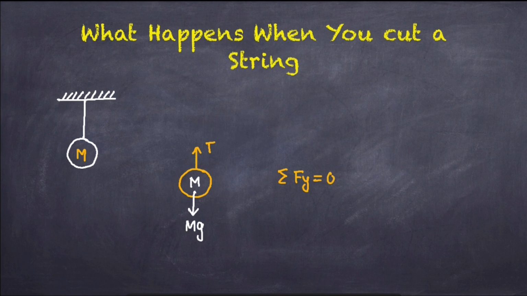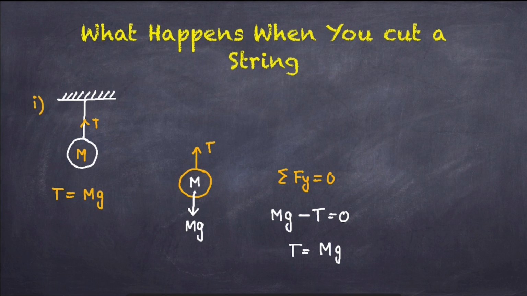If the net force along the y-axis is 0, mg is acting downward and T is acting upward, so mg minus T is the net force along the y-axis. Downward is positive, upward is negative. The net force along the y-axis is 0, so T is equal to mg. So before cutting the string, the tension upward, T, is equal to mg. This is the condition before cutting the string.